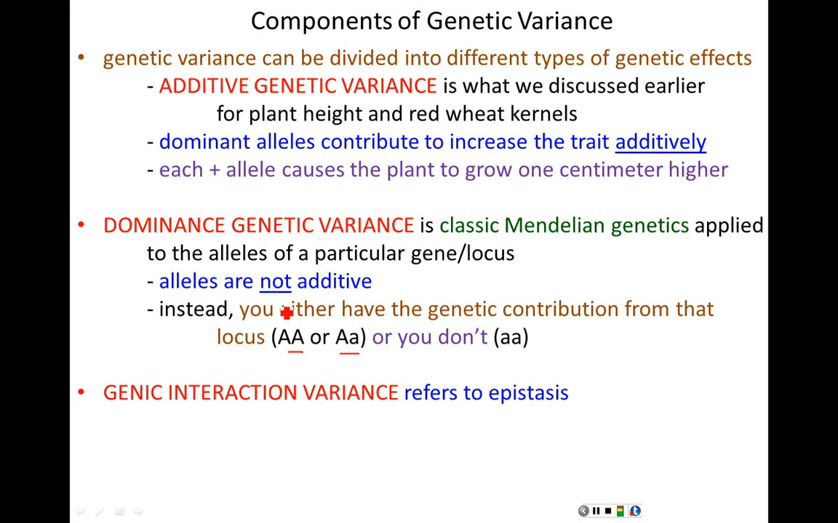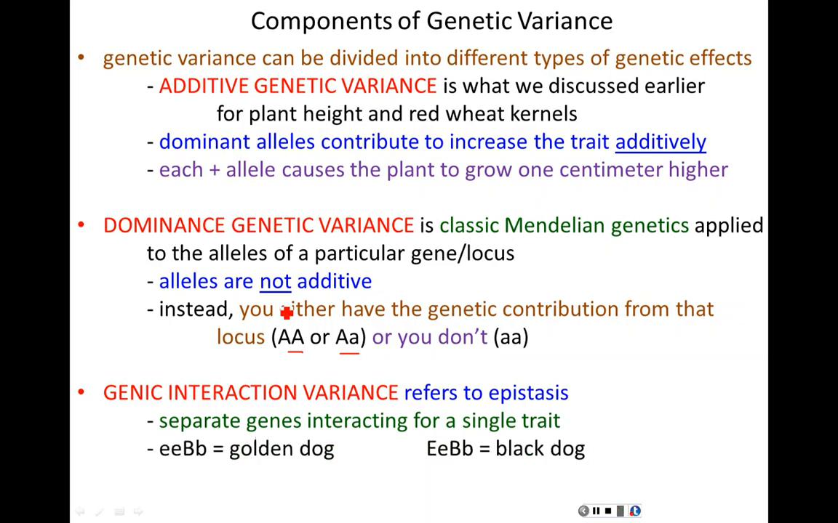And then genic interaction variance. This refers to the idea of epistasis: separate independent genes interacting with one another, influencing a single trait. The example of coat color in dogs is a perfect one. Genic interaction variance: variance in the phenotype, golden dog, black dog, due to the interaction of different genes. E is epistatic and controlling B.